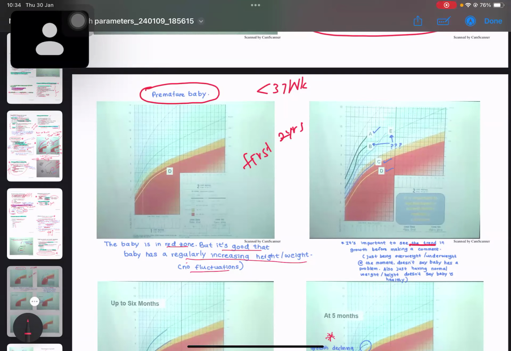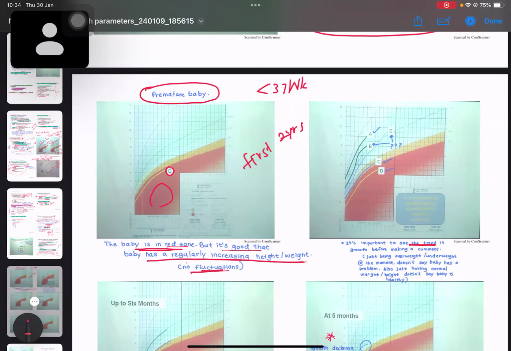In the CHDR graph, there are red zone, yellow zone, green zone, like that. If the baby is in the red zone, this red area, but it's good that the baby has regularly increasing height or weight, that's enough. It means, here, D is the baby. The baby is in the red zone. Red zone is actually inadequate weight.